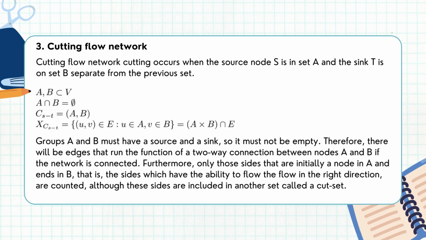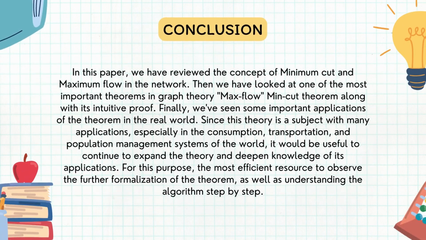A, B subset of V, A intersection B is not equal to the cut C(S,T) = (A,B), and C(S,T) = {(u,v) element of E, u element of A, v element of B} = (A x B) intersection E. Groups A and B must have a source and a sink, so they must not be empty. Therefore, there will be edges that function as a two-way connection between nodes A and B if the network is connected. The last part of the discussion is the conclusion.